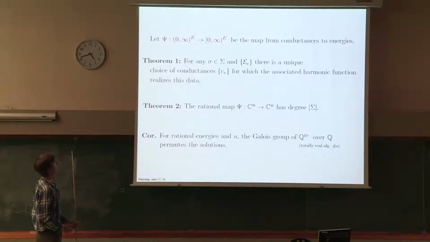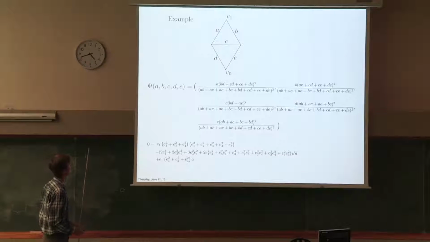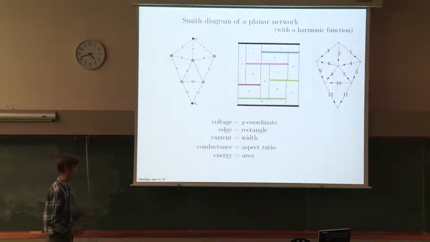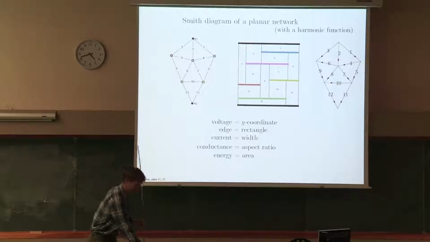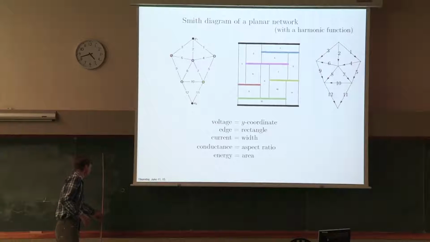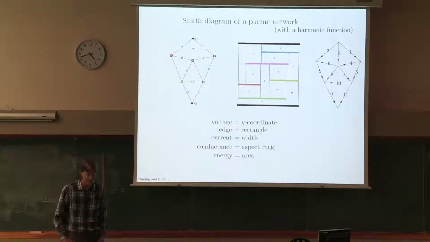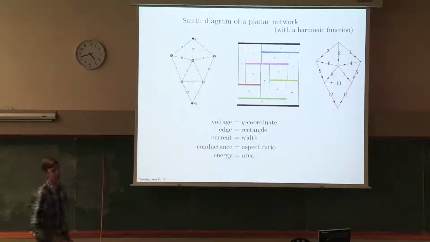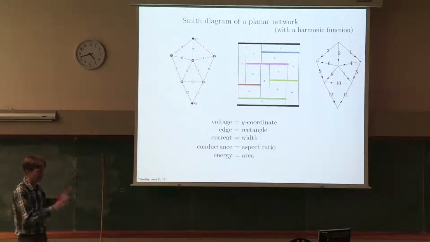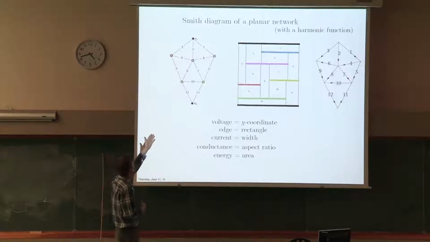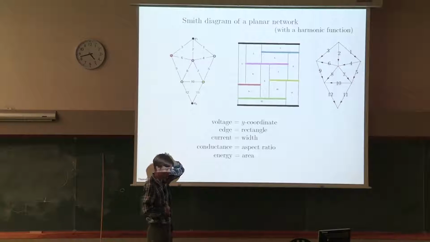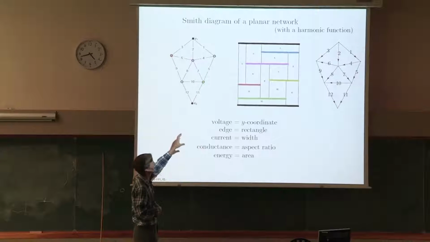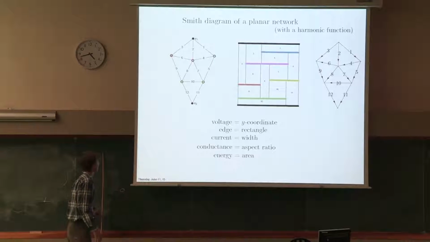Okay, so here was the example we discussed. In order to draw a picture, let me explain how, if the network happens to be a planar network, that's the kind of graph we're used to, we can actually make a picture of the harmonic function in the following way. So here's our network. This is called a Smith diagram. So you associate to a harmonic function on such a network a tiling of a region, of a rectangle in this case, with rectangles.